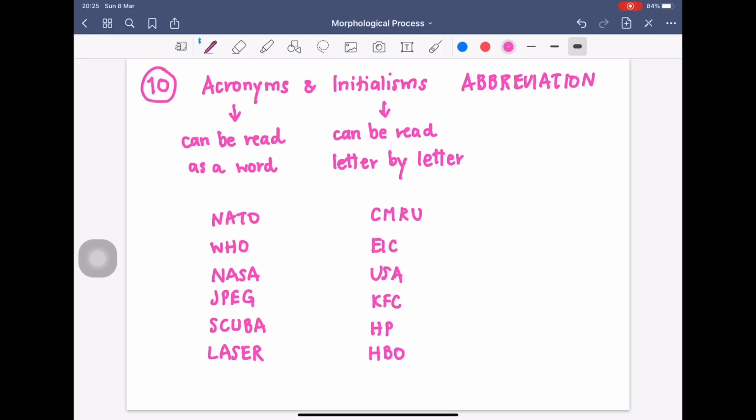Alright, so don't forget that acronyms and initialisms, both of them, they are abbreviations, and they can stand for a full name, like a full word. But for acronyms, they can be read as a word. But initialisms, we have to read them letter by letter. That's it.